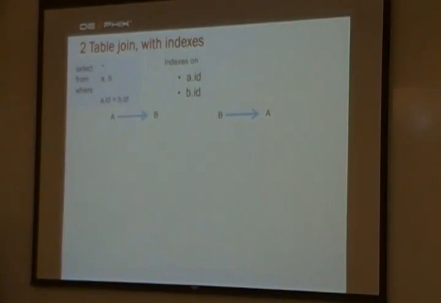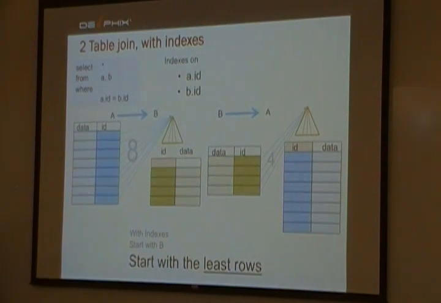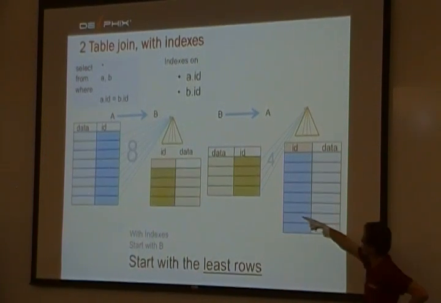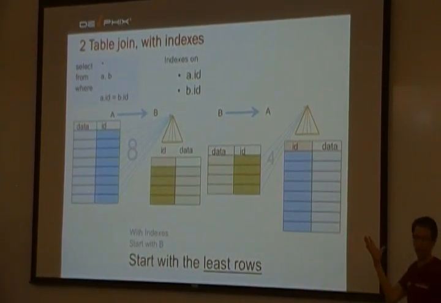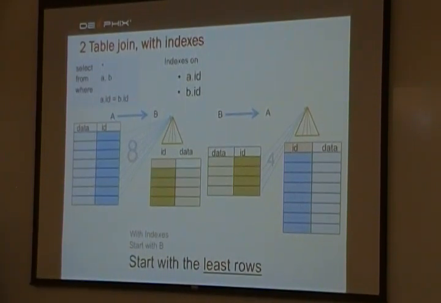How about if there's an index? So same query, but now I have an index on table A ID and table B ID. In this case, if I start with table A, I'm going to have 8 rows, and I'll look them up with eight lookups. If I go the other way, I have 4 rows here. Each of them is going to be a lookup into the index, so 4 lookups. So clearly, we want to start with the table that has the least number of rows in that case. But this is something interesting I'll get to.